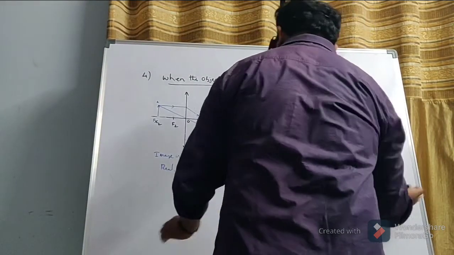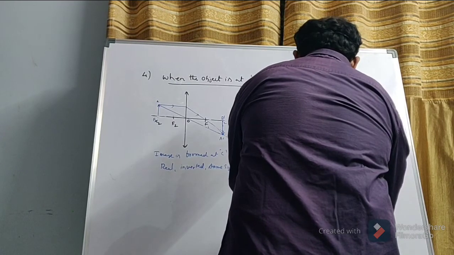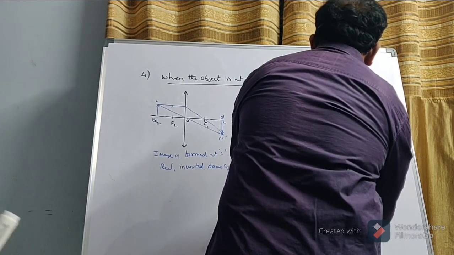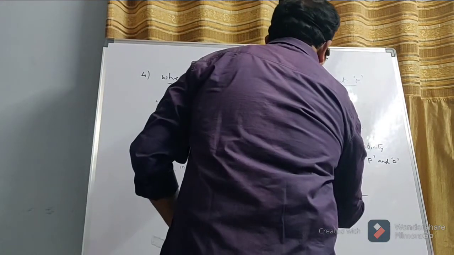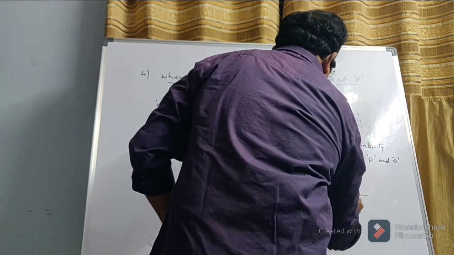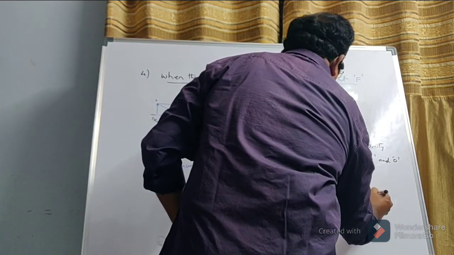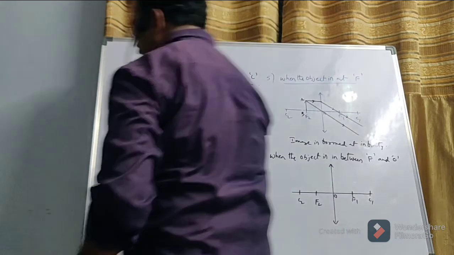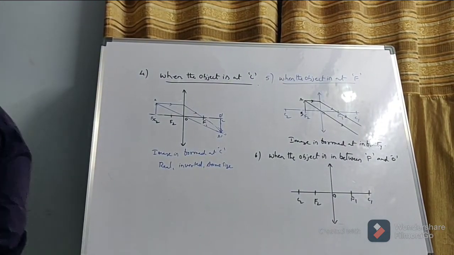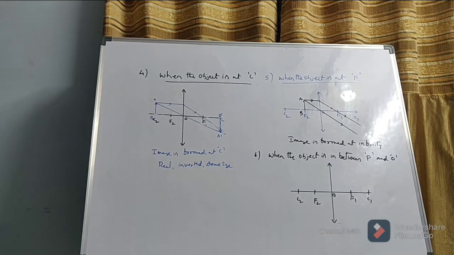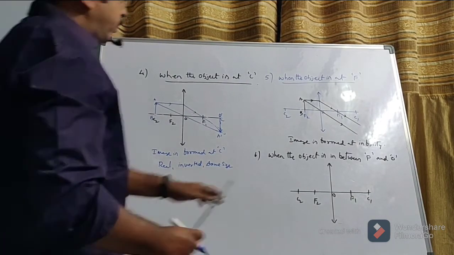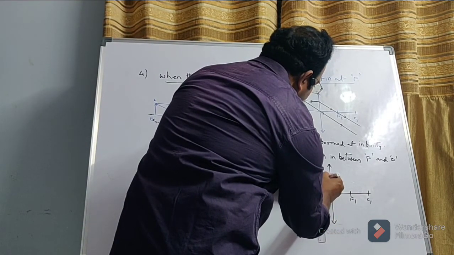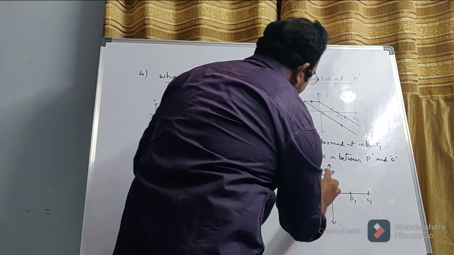So look here at the last case. This is the convex lens, optic center. Here F1 and C1, and here F2 and C2. Now, the object is in between F and O, meaning we are keeping it like this. I kept the object like this. This is called AB.